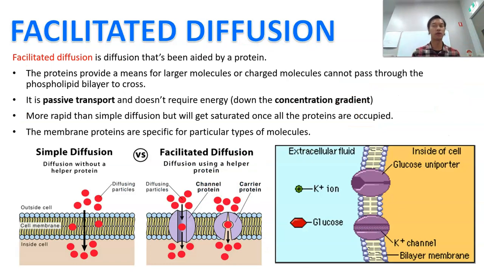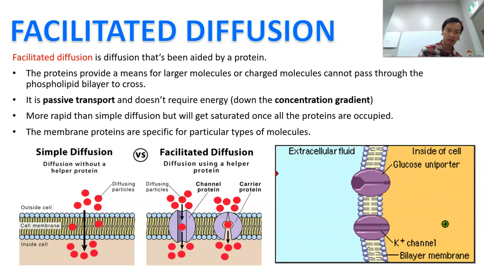Now, the second type of diffusion is called facilitated diffusion. Now, facilitated diffusion is still diffusion, but it's been aided by a protein, right? The protein allows a means for larger molecules or charged molecules that couldn't pass through the phospholipid bilayer to then cross through these particular types of proteins, right? It's still passive in the sense that it doesn't require energy and therefore moves down the concentration gradient.